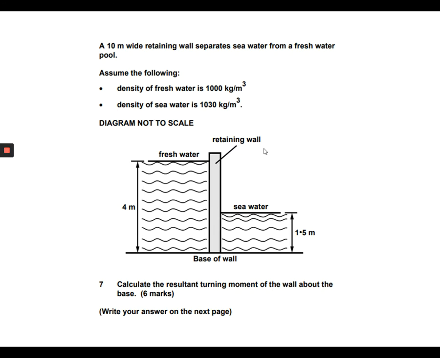Now it's a 10-meter wide retaining wall. When we work out the area, it's the area of the water in contact with the wall. So the area of the fresh water is going to be 4 by 10, and the area of the seawater is going to be 1.5 by 10. Densities are different for either side. G is the same, it's 9.81.